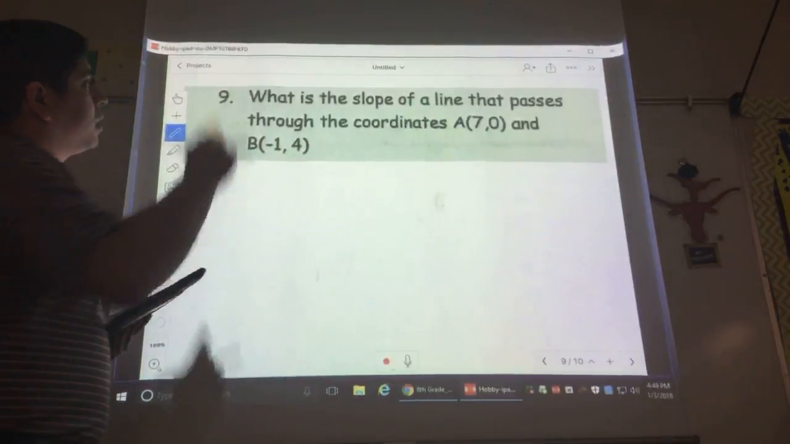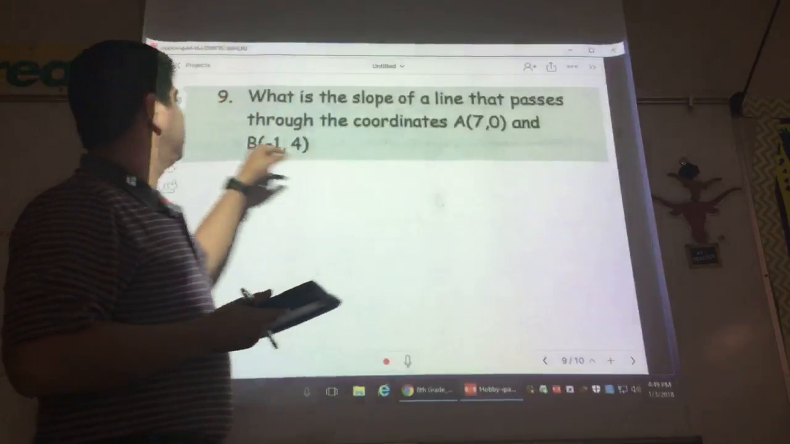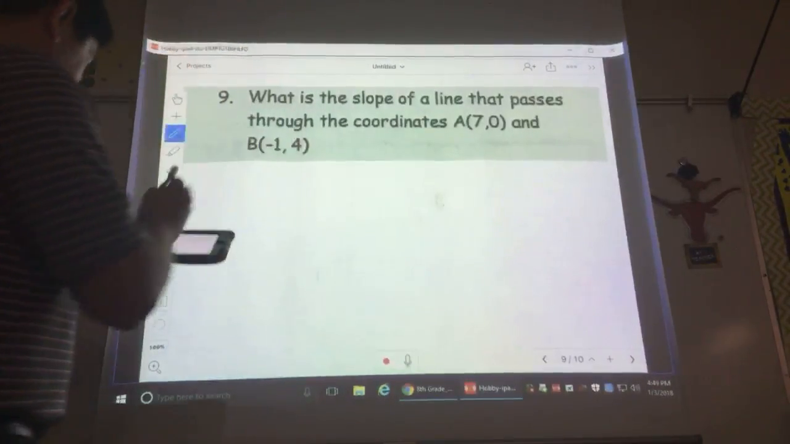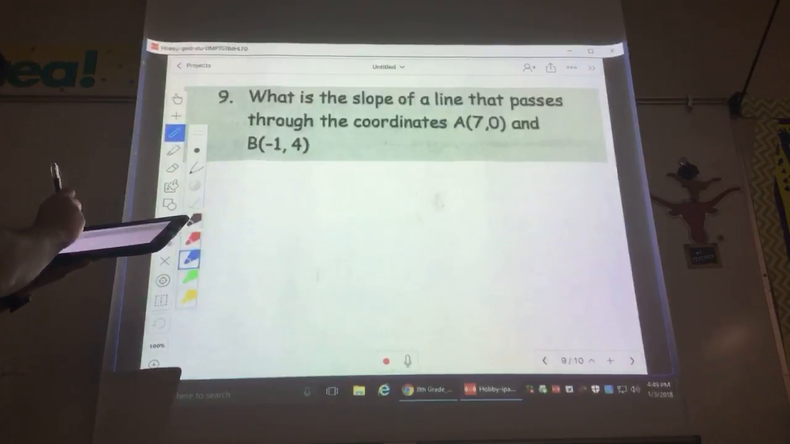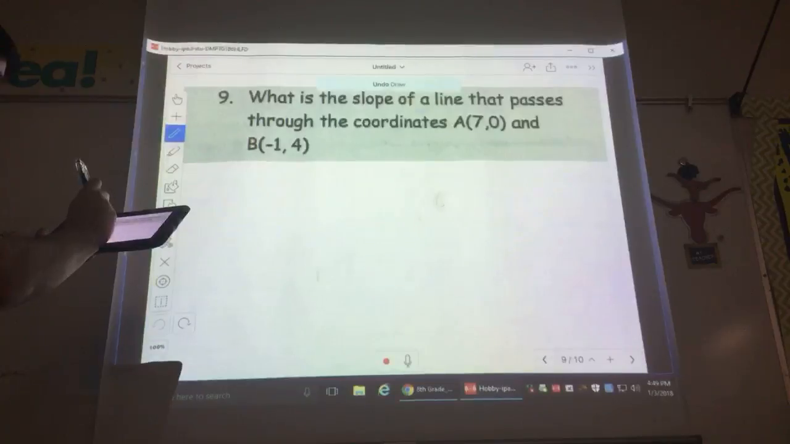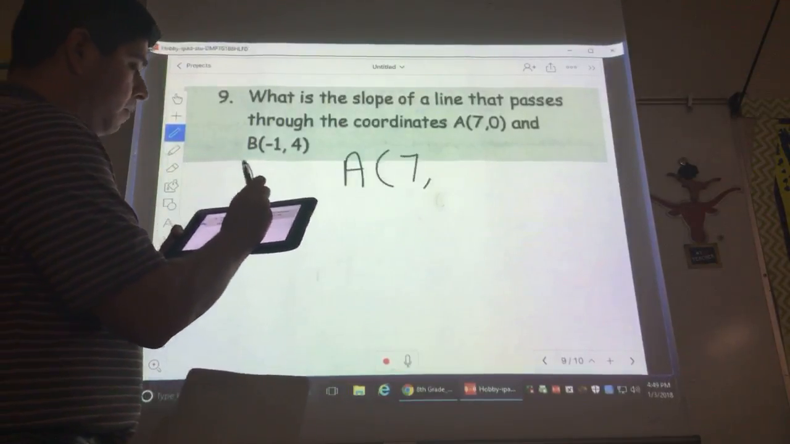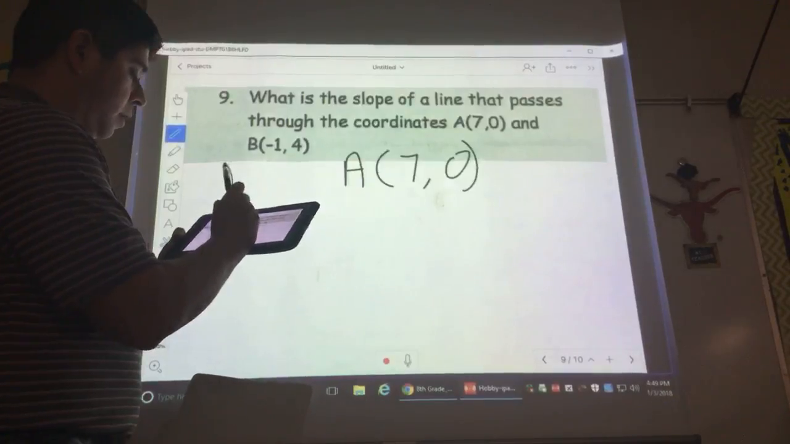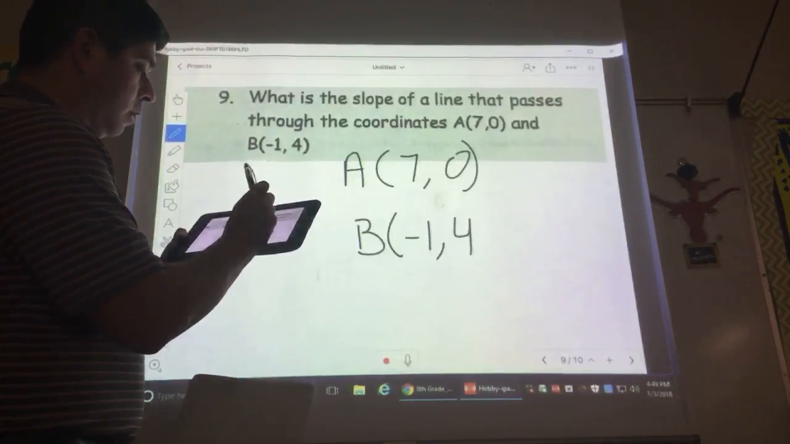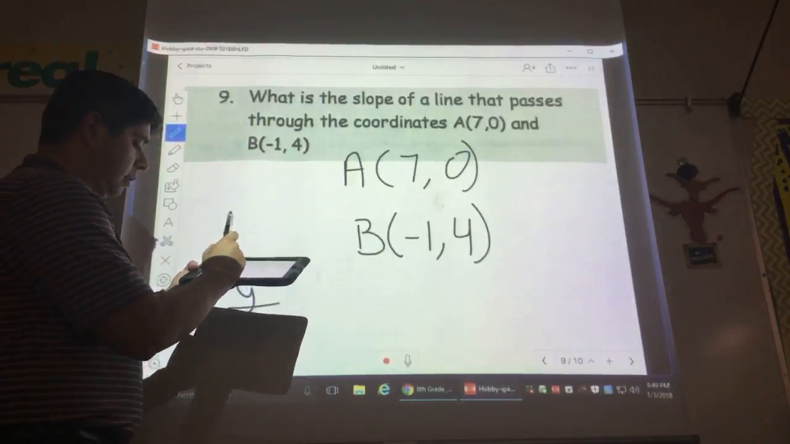Number 9. What is the slope of a line that passes through the coordinates A, 7, 0, and B, negative 1, 4? So we have A, 7, 0, and then B, which is negative 1, 4. All right, this is our y's over the x's.